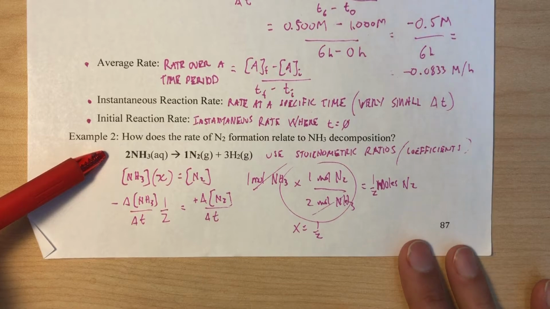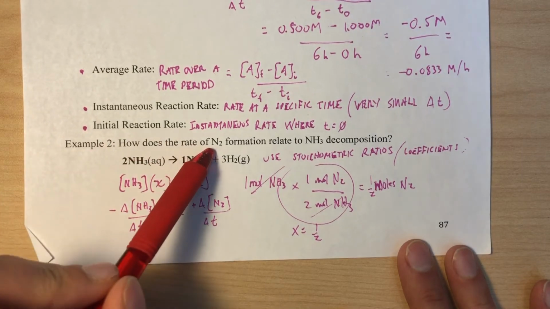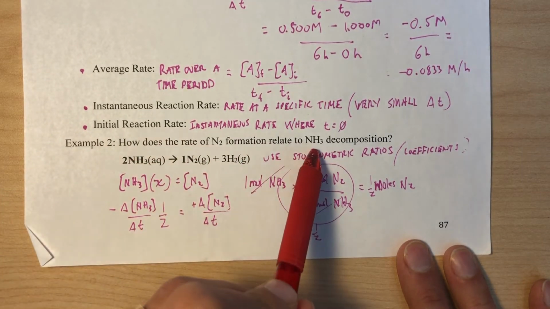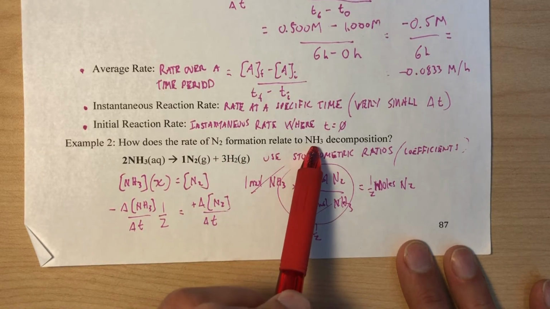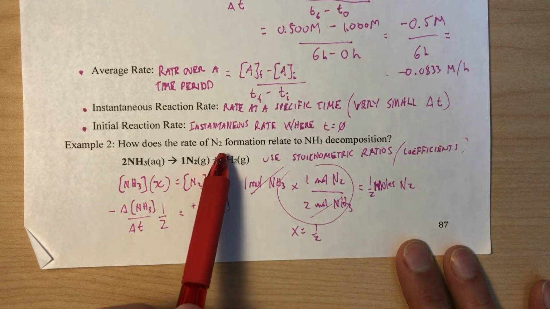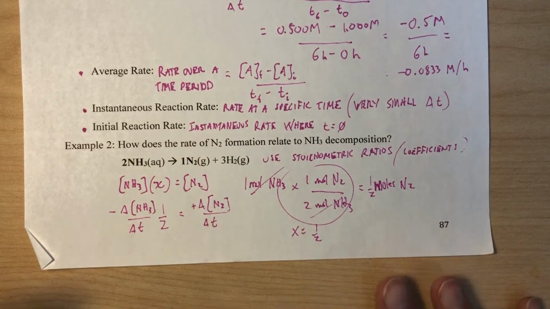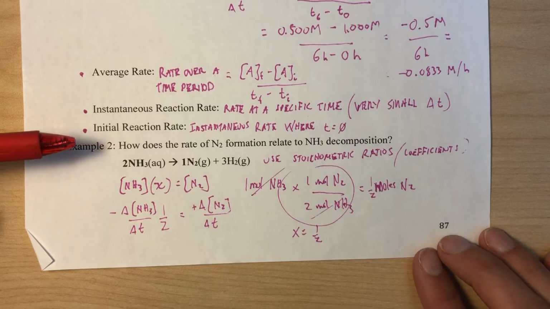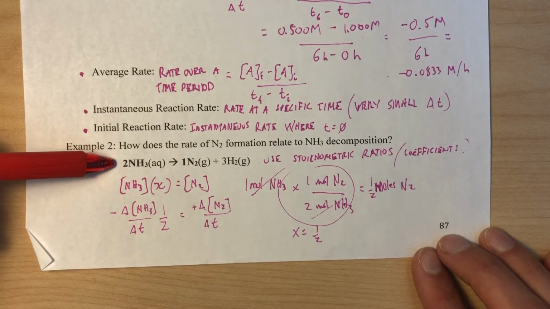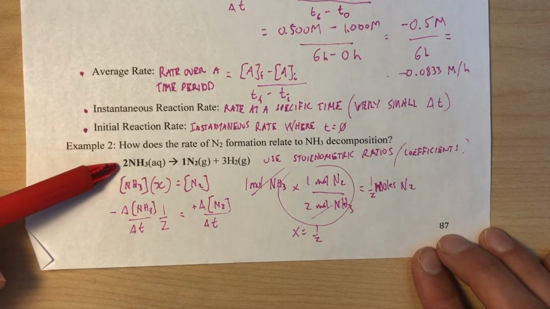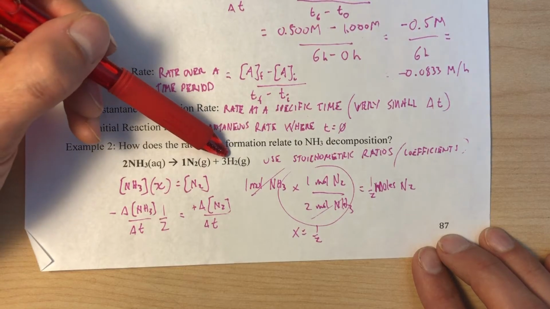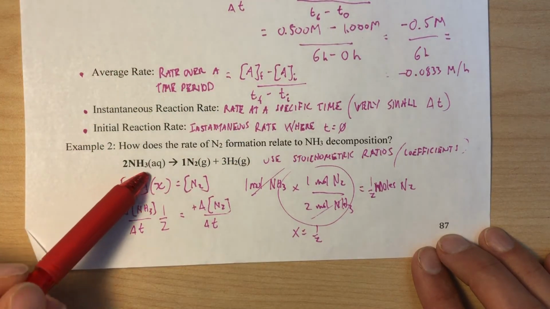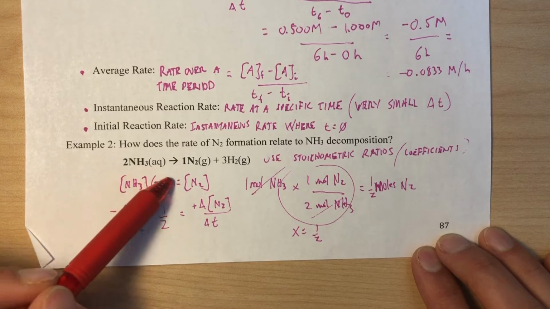So for example, once we know the reaction rate of, say, NH3 decomposition, we can then calculate the N2 formation relative to that. So let's take a look at how we use stoichiometric ratios to determine such a thing. We have two equivalents of ammonia react to form one equivalent of dinitrogen gas and three equivalents of dihydrogen gas.